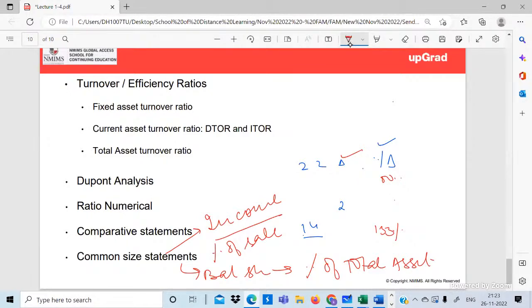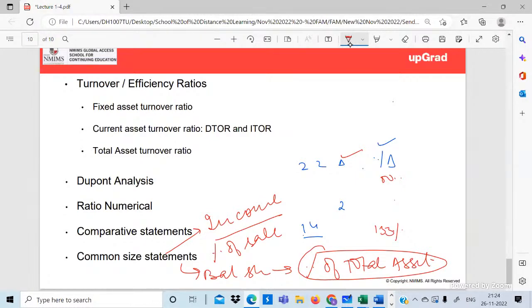So when you're doing a common size statement, look at whether you're making a common size income statement or a common size balance sheet. If it's a common size income statement, calculate every line item as a percentage of sale. For balance sheet, every line item should be calculated as a percentage of total asset.